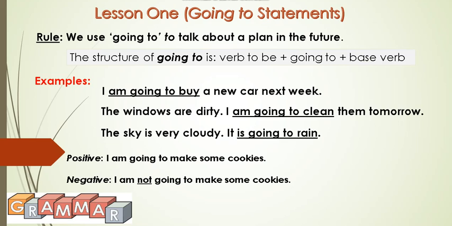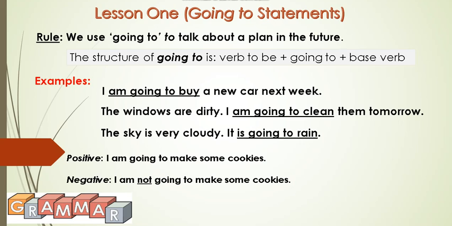Now let us proceed to the next part. I am going to make some cookies. It is a positive sentence. It is affirmative. Why? Because it's true for me. On the other hand, a negative sentence uses the word not. I am not going to make some cookies is a negative sentence. Please note that not is placed immediately after the verb to be.